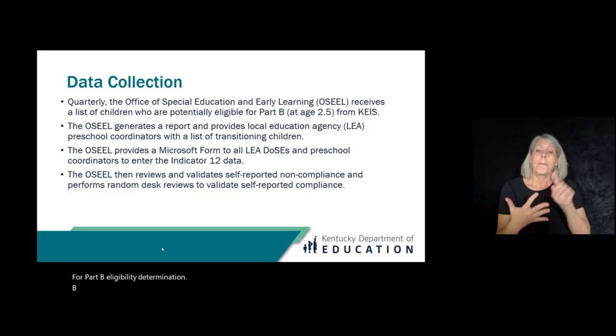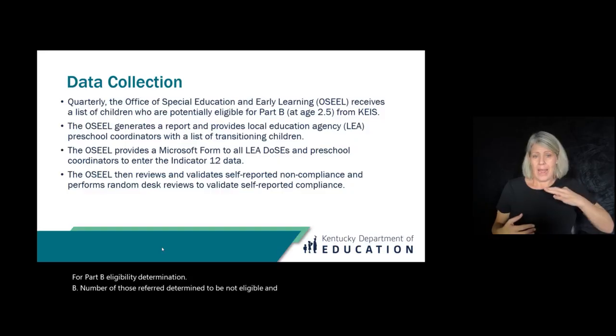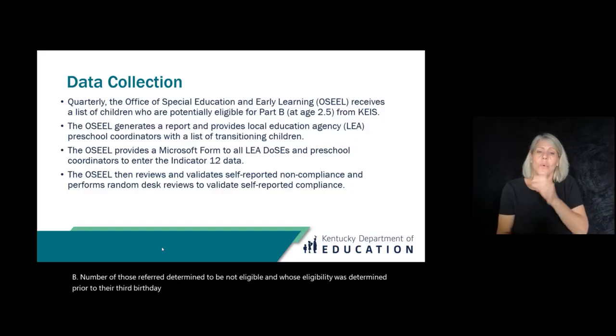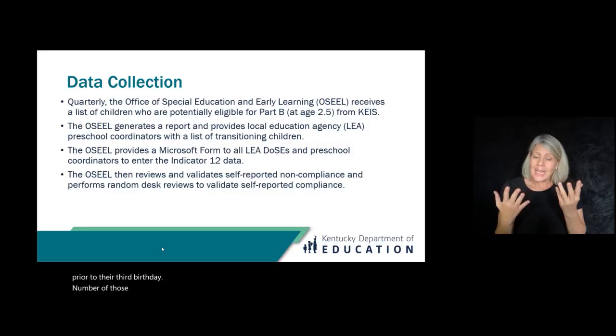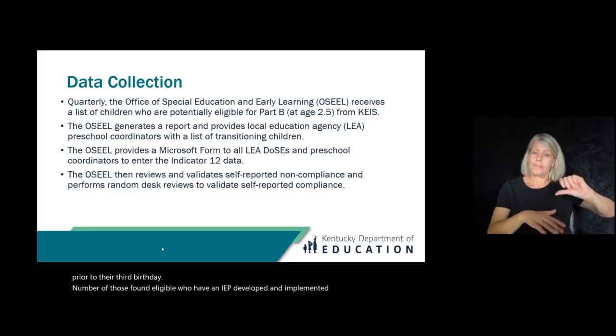B. Number of those referred determined to be not eligible and whose eligibility was determined prior to their third birthday. C. Number of those found eligible who have an IEP developed and implemented by their third birthday.